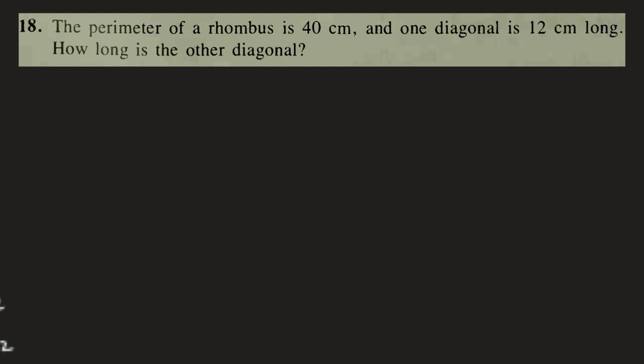All right, so number 18 in the same section says the perimeter of a rhombus is 40 centimeters, and one diagonal is 12 centimeters long. How long is the other diagonal?